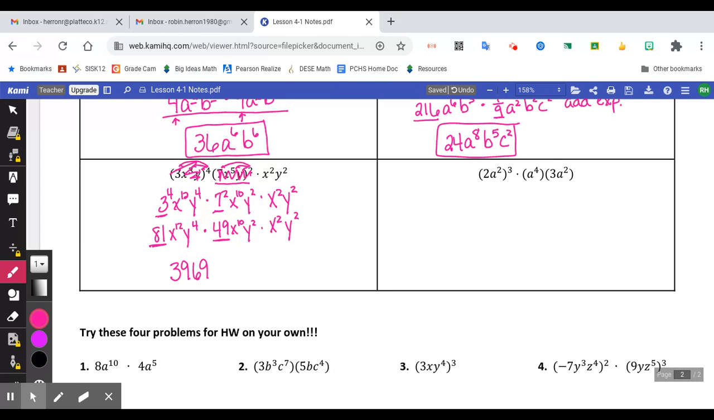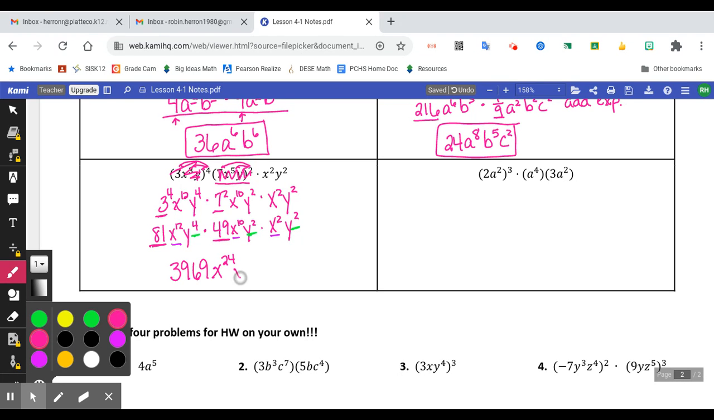3,969. Now, it is a multiplication problem, so I have to add my exponents. So x's, x's, x's. 12 and 10 is 22, and 2 more is 24. So x to the 24th. Then my y's would be 4, 2, and 2. So that means 4, 6, and 8. So this would be y to the 8th. And there's your answer.